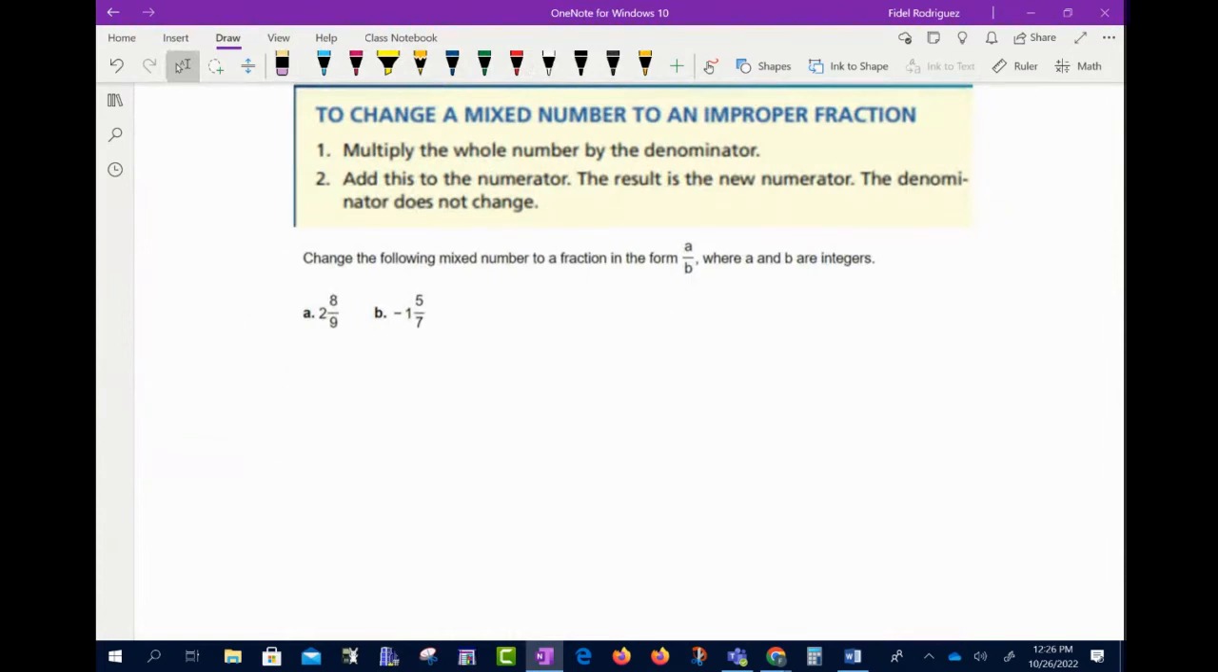So how do we do this? We're going to multiply the whole number by the denominator. We're going to add the numerator, and that's going to give me my new numerator, and my denominator is not going to change. Okay, so let's go through it slowly.